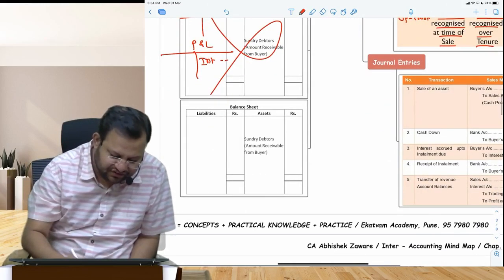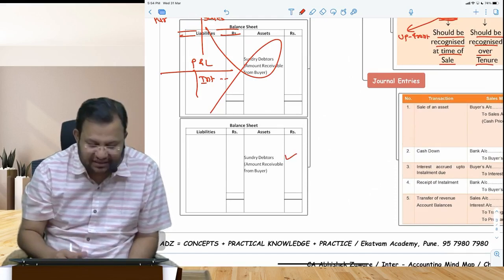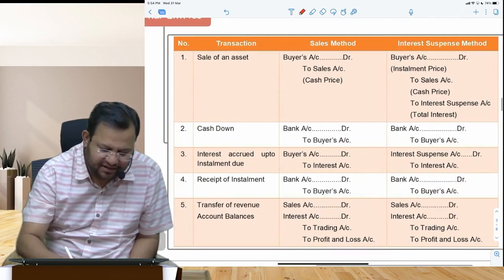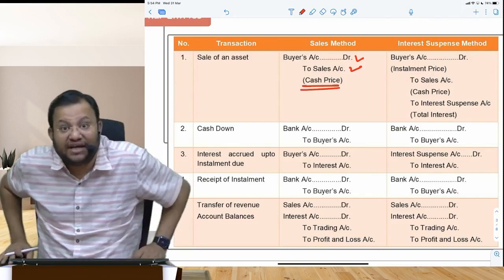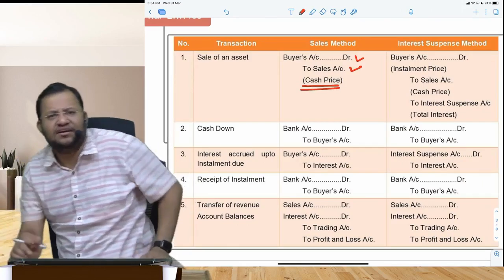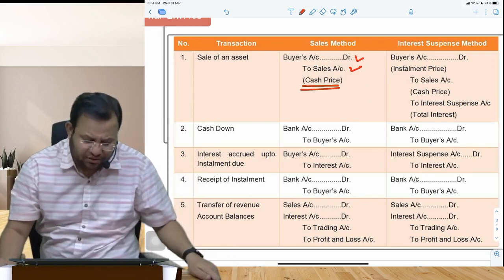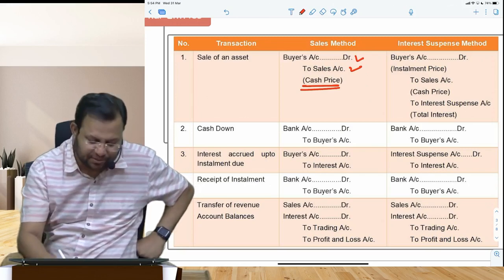Balance sheet of सेलर के बुक्स में जो बैलेंस शीट आएगा उसमें डेटर दिखेगा, बायर विल बी शोन एज अ डेटर. व्हाट एंट्री सेलर पासेस, सेल्स मेथड में बायर अकाउंट डेबिट टू सेल्स अकाउंट, इट इज सेल्स इज रिकॉर्डेड एट कैश प्राइस, एज इफ देयर इज अ कैश सेल. अगर कैश सेल होता था तो क्या प्राइस पे तुमने रिकॉर्ड किया होता था, वो प्राइस आ गया.